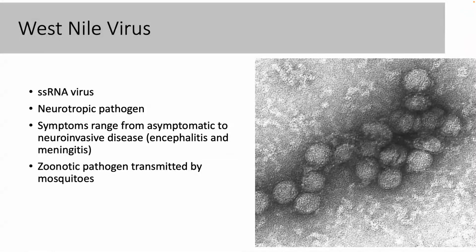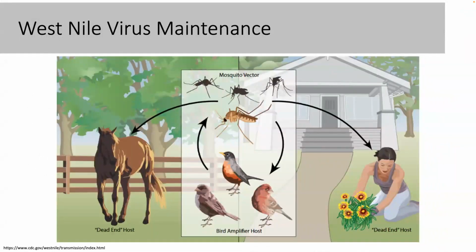That means it's maintained in the natural environment between a reservoir host and a vector. For West Nile virus, our reservoir hosts are bird amplifier hosts, and our vector is a mosquito, specifically mosquitoes of the Culex genus. West Nile virus is maintained because when our amplifier bird hosts become infected after being bitten by an infected mosquito, they produce high enough viremia within their blood that when an uninfected mosquito bites them, that mosquito becomes infected and can then transmit it to an uninfected bird. And so it's in this natural cycle between bird and mosquito that West Nile virus is maintained.